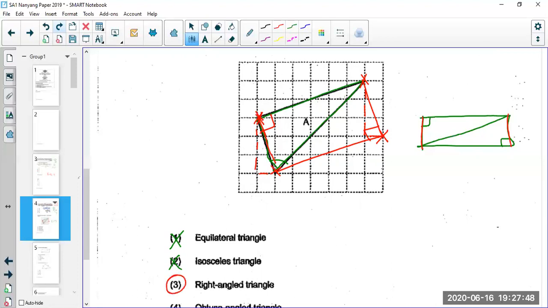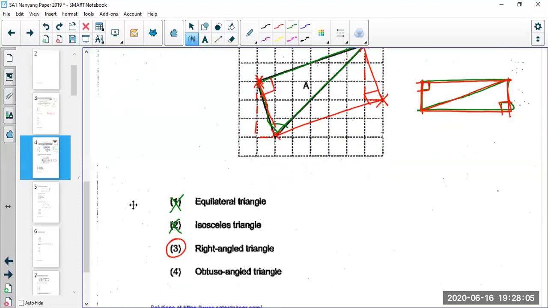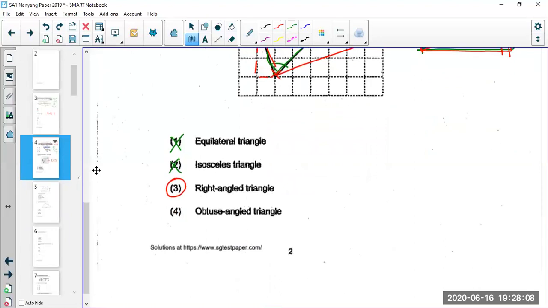So how do you know whether it's a right angle triangle? Can you form a rectangle? Because if you can form a rectangle, what happens? The rectangle is made of two right angle triangles, right? So if you can form a rectangle, then your triangle is a right angle. Okay, next one. Clear so far? Do you get the answer correct? Because it looks like a right angle, right? Okay, let's go on to the next one.